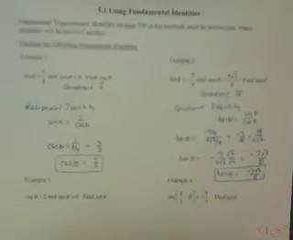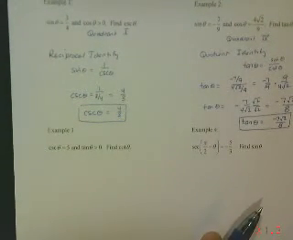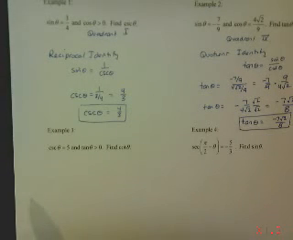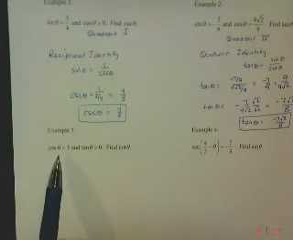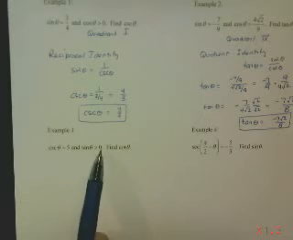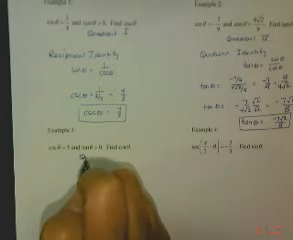The next one I'm going to do, example 3, I'm given cosecant is 5 and tangent's positive. I know cosecant is positive in the first and the fourth quadrant. Tangent is positive in the first and third quadrant. So I know that this has to be in quadrant 1.